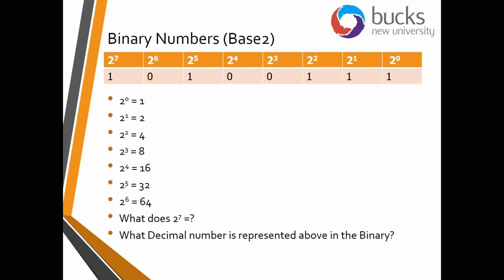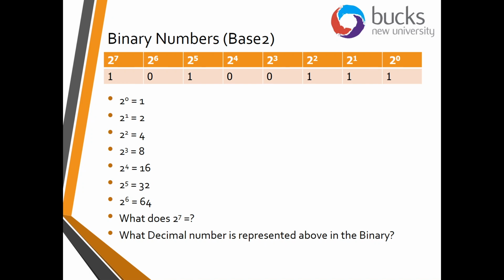Here we have a longer 8-bit binary number. So we have a byte binary number. We can see we've got the columns 2 to the 0, 2 to the 1, 2 to the 2, 2 to the 3, 2 to the 4, 2 to the 5, 2 to the 6, and 2 to the 7.